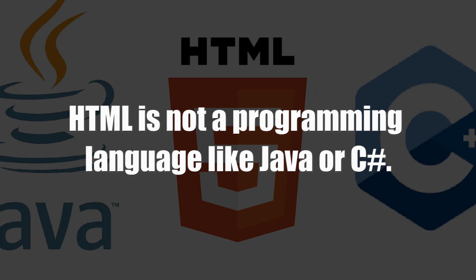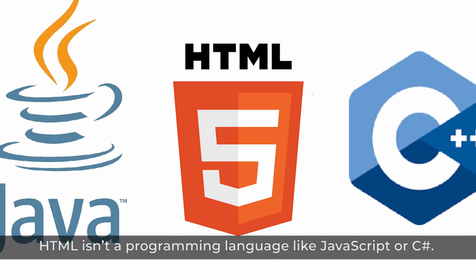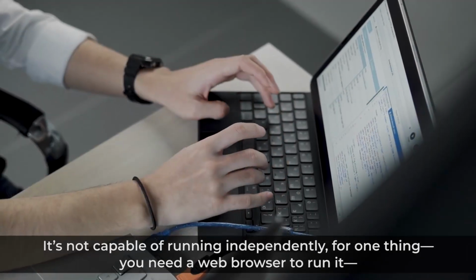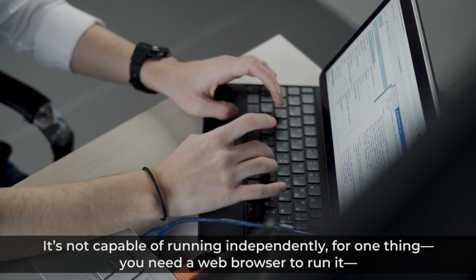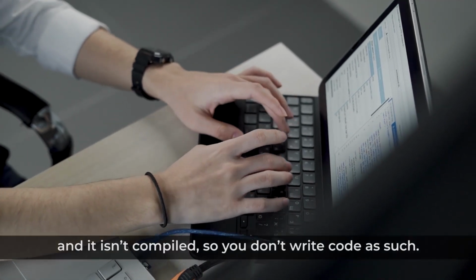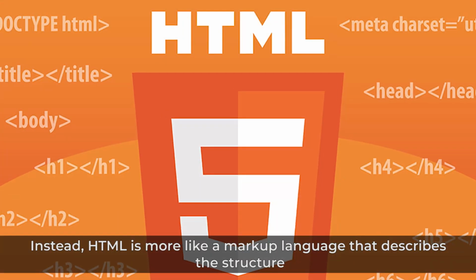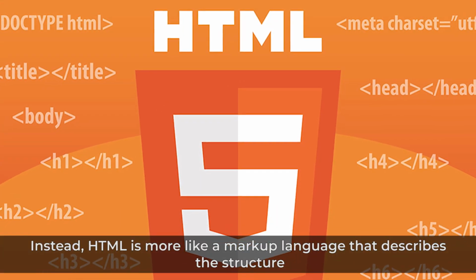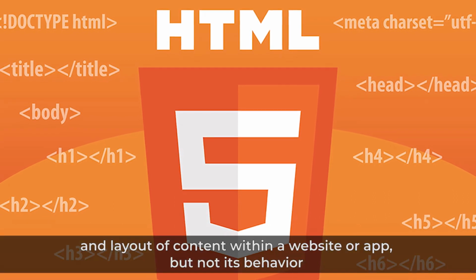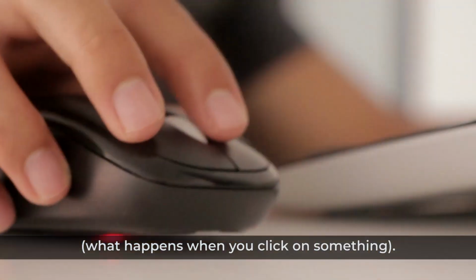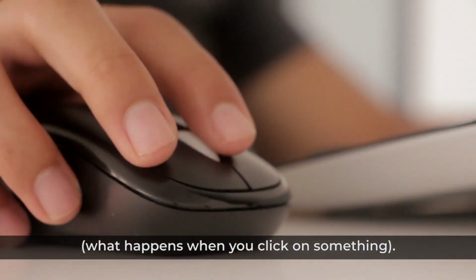HTML is not a programming language like Java or C#. It's not capable of running independently. For one thing, you need a web browser to run it, and it isn't compiled, so you don't write code as such. Instead, HTML is more like a markup language that describes the structure and layout of content within a website or app, but not its behavior, what happens when you click on something.